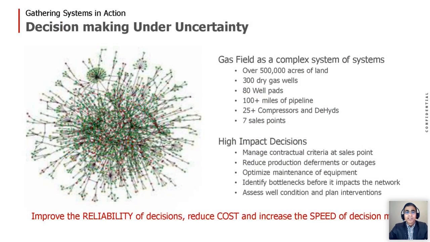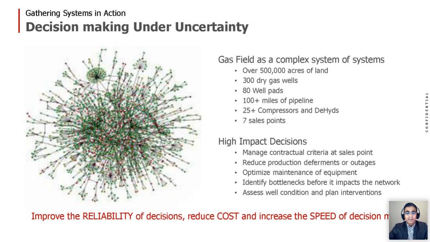So today we are looking at a large gas gathering system that we work with for a large oil and gas major. As you understand, these are large, complex systems of systems. The field we were working on is around 500,000 acres of land, 300 dry gas wells, 80 well pads, 150 miles of pipeline, 25 compressors and dehydrators, which feed 7 sales points. From this itself, you can comprehend the complexity of decision making in these kinds of gas fields.